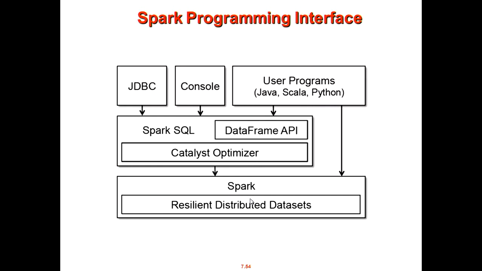So Spark is based on RDD, and now you can use Java, Scala, Python to write Spark programs, and you can also use Spark SQL to interact with the Spark core. And here, what we will learn is the data frame API, and at the lower level is the optimized data frame API. And then on top of Spark SQL, we can use JDBC or the console to interact with Spark SQL to do data storage and data search.